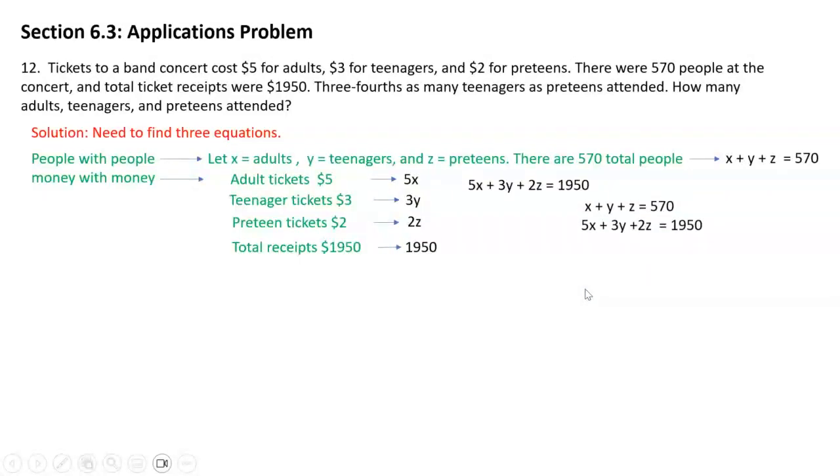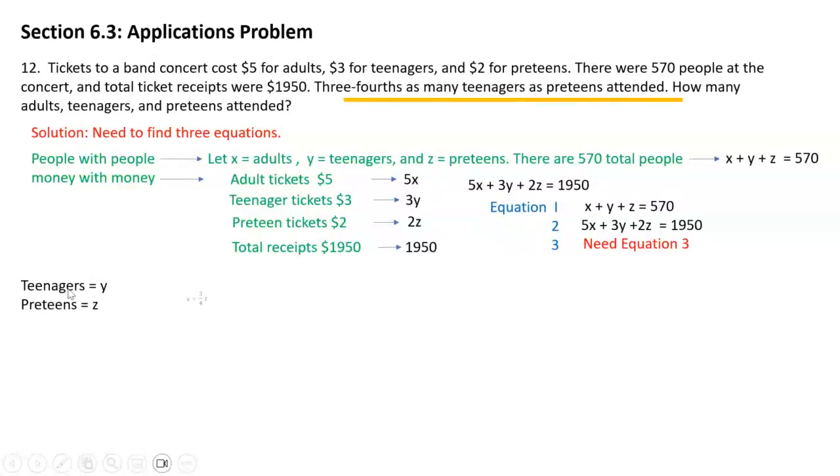I got equation 1 and I got equation 2. How do we solve equation 3? Equation 3 will always be the hardest one with these types of problems, because we have to see that the second to last sentence is where the key words are to represent equation 3. Right, 3/4 as many teenagers as preteens attended.